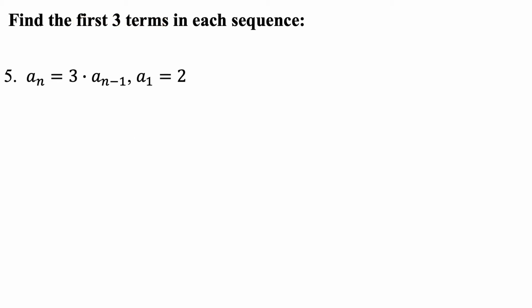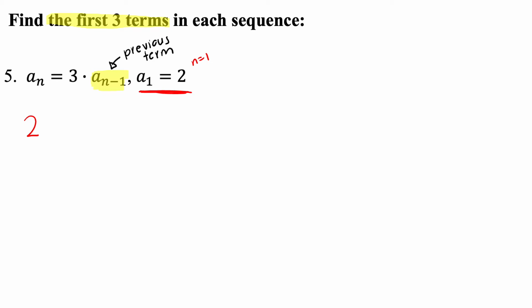Now for number 5, we're doing the same thing. We're still finding the first three terms in the sequence. This one's a little bit different because our pattern is a sub n equals 3 times a sub n minus 1. So a sub n minus 1 is referencing your previous term. So then they have to give us that our first term, when n equals 1, a sub 1 is equal to 2. So our first term here is going to be 2.